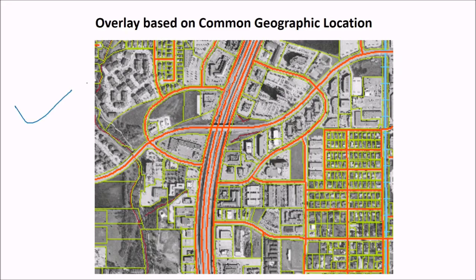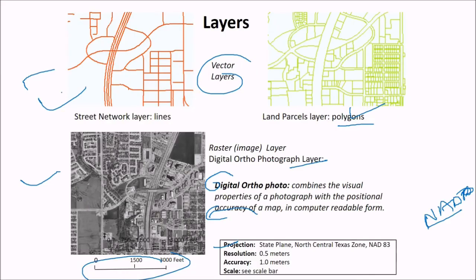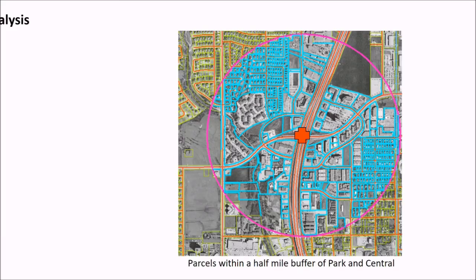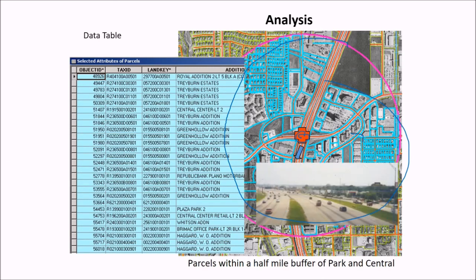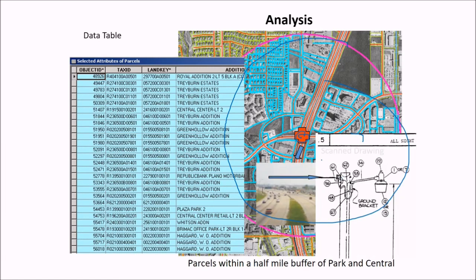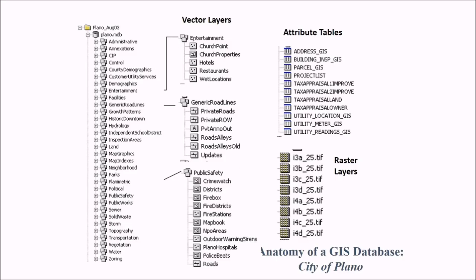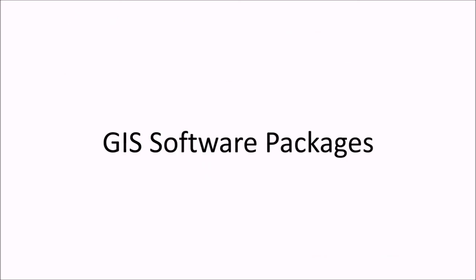These are overlaid based on common geographic location. Now we combine these two and overlay them on this. This is how it is seen. So we can now analyze parcels within a half mile buffer of a park and center. This is the buffer size. This is our center of the buffer. Now this is the data table, and we can find out the exact location. So this is the anatomy of a GIS database. Say, for a city, we have vector layers, raster layers, and attribute layers. These are the contents in the MDB, that is the database file.